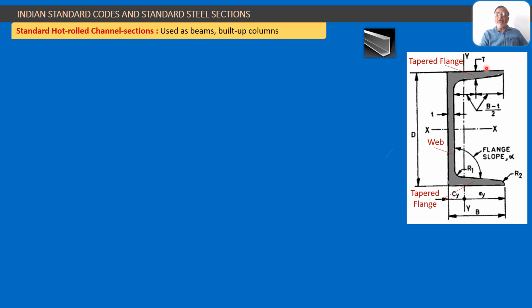But the symmetry is different. You find that there is a C shape instead of the I in the I section. So we have the x-axis as the axis of symmetry, but the y-axis is not an axis of symmetry. So this channel section is symmetric only about the x-axis, but it is unsymmetrical about the y-axis. So this is the diagram showing a channel section.